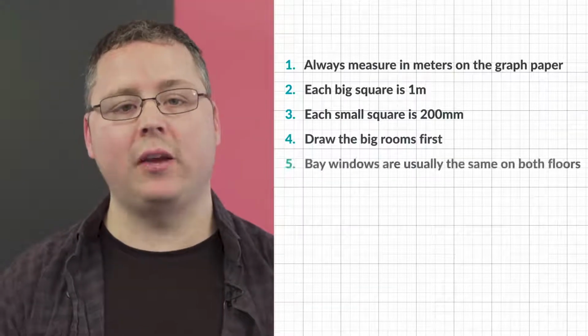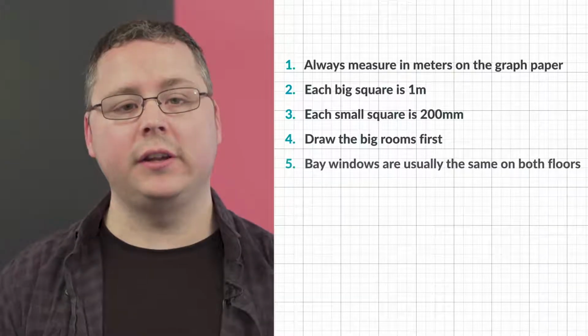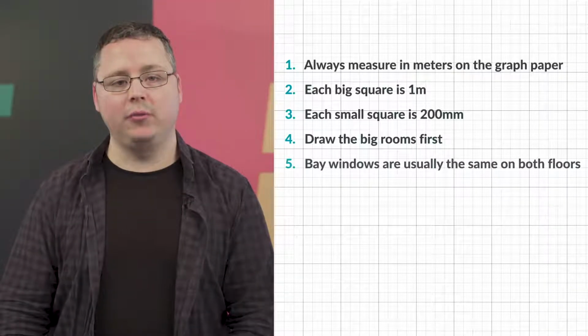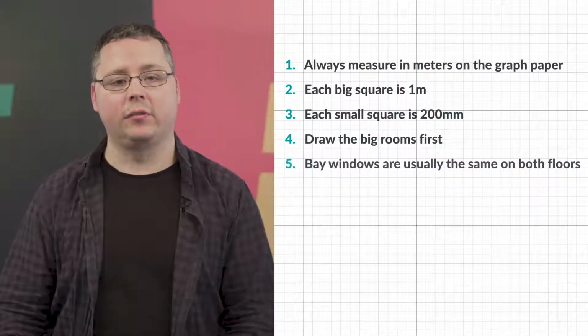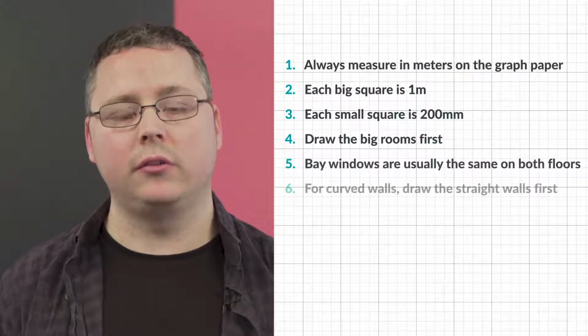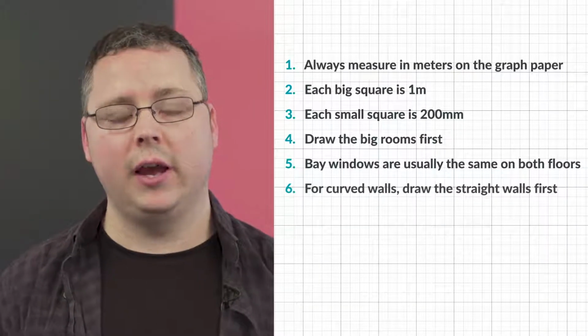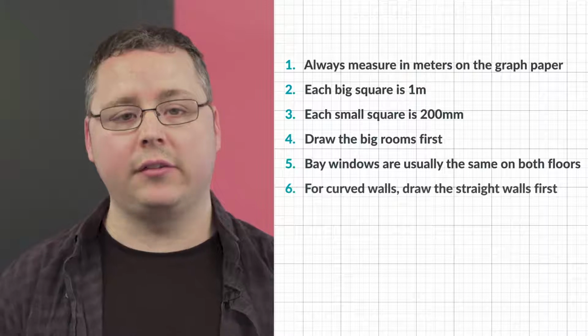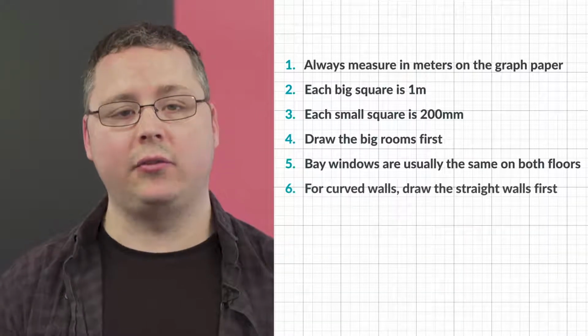If both floors have a bay window, then they are usually the same. Just make sure you measure both rooms so that you know they are to scale. If a room has a curved wall, start with the straight walls first and draw the curved wall last. This gives you the base of the room and saves you time.